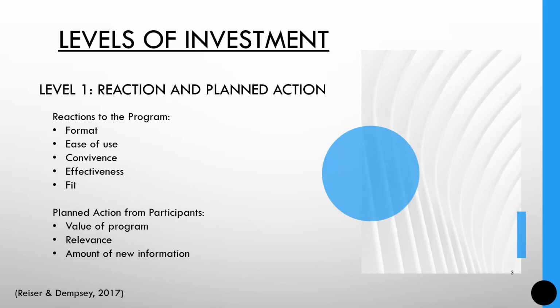Level 1, reaction and planned action. Reaction and planned action are usually collected by an end of the course questionnaire. This is the questionnaire typically offered to participants at the end of all programs and trainings. This initial level evaluation is the most commonly used. This is where the program finds out, was it relevant to the participant's needs?